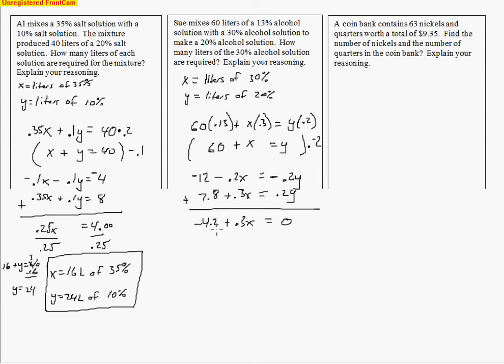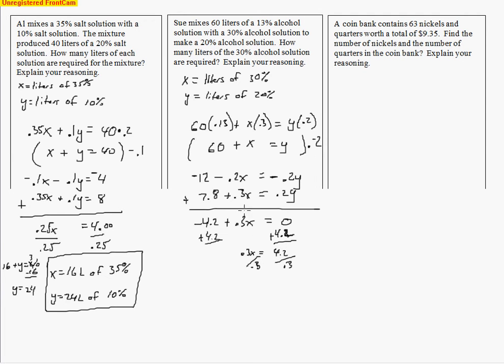So I'm going to move the 4.2 over, or I could have moved the 0.3x either way. And so I'll move the 4.2 in this case, and so I'm adding it to both sides, and that's how I get it to be positive. So I got 0.3x equals 4.2. So when I do that division, 0.3 does go in there evenly.